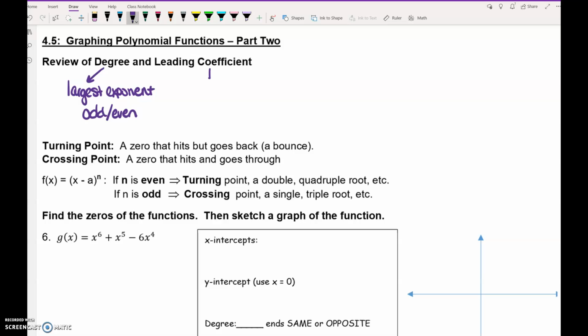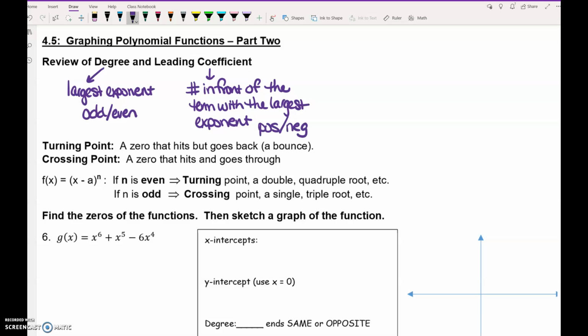The leading coefficient is the number in front of the term with the largest exponent. And we really care whether it is positive or negative. We don't care what the number is, we just care if it's positive or negative.